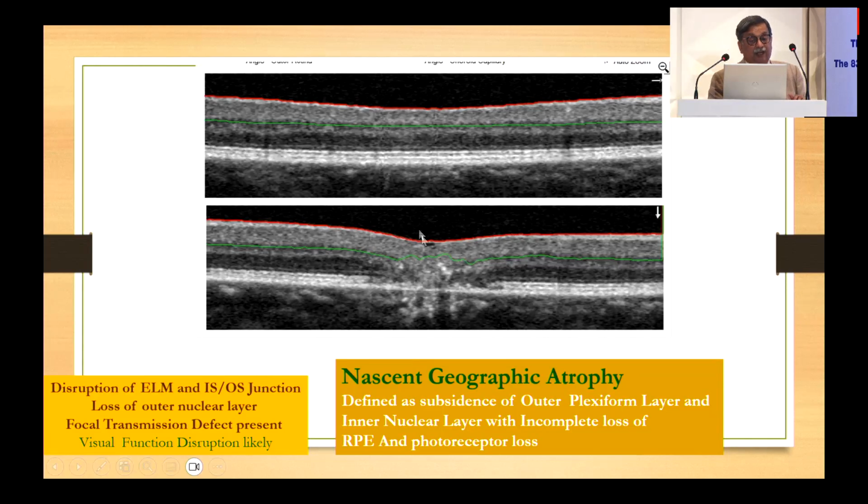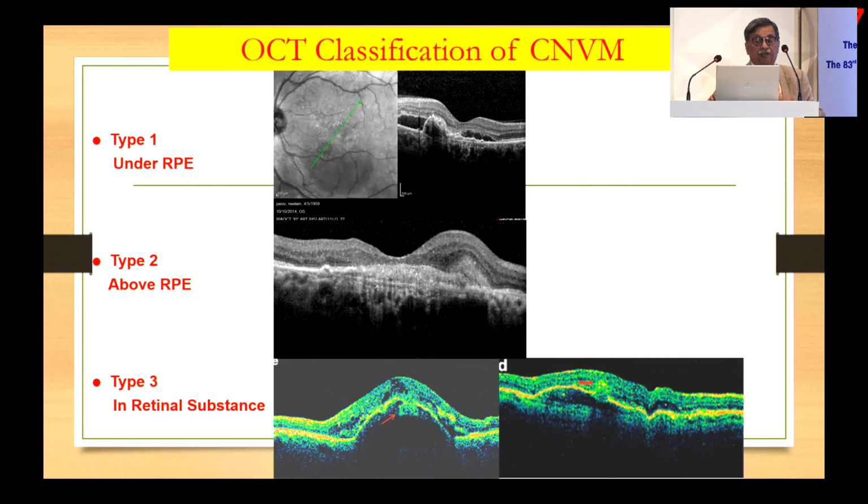But within the wet AMD, you have a situation where you now see that the ISOS junction has got disrupted. There is a subsidence of the outer plexiform layer and the inner nuclear layer, as well as the outer nuclear layer here. And this is a nascent geographic atrophy. So the geographic atrophy is now setting in. It's still dry, but it is likely to cause vision loss in this situation if the fovea is involved.